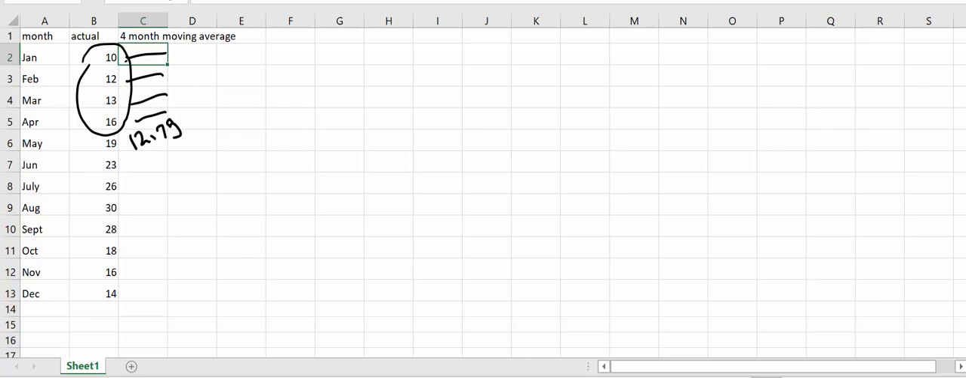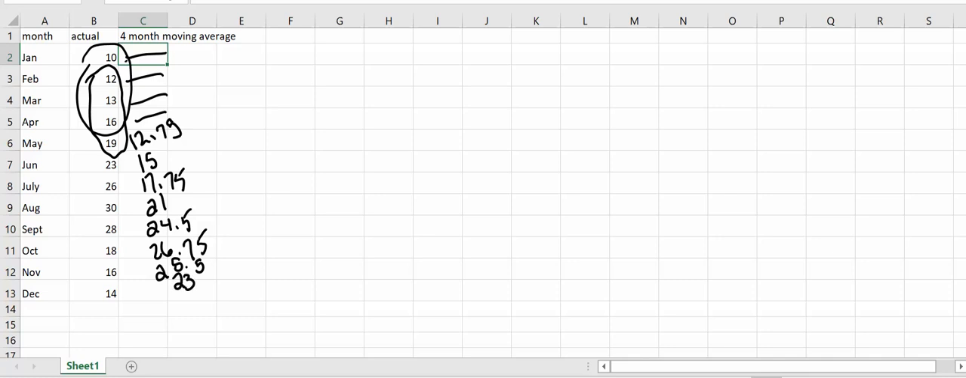For June, you're going to take February, March, April, May, add them together, divide by 4, and you're going to come up with 15. And you're just going to keep doing this till you get to the end. So then you're going to come up with 17.75, 21, 24.5, 26.75, 25.5, and 23.